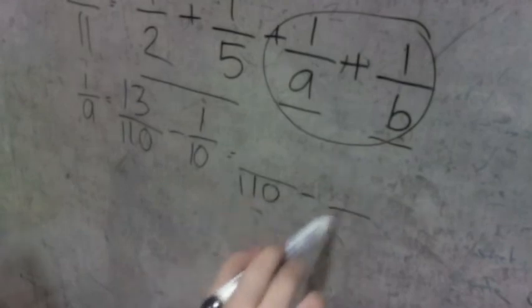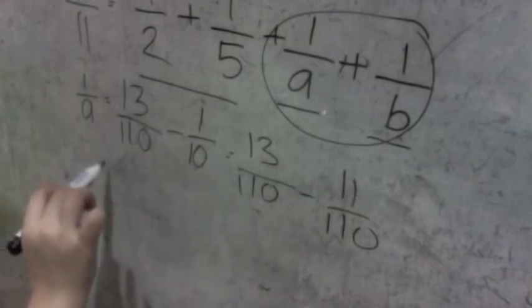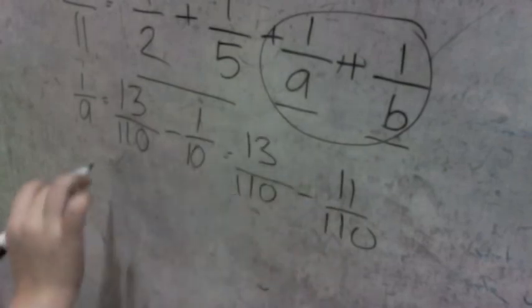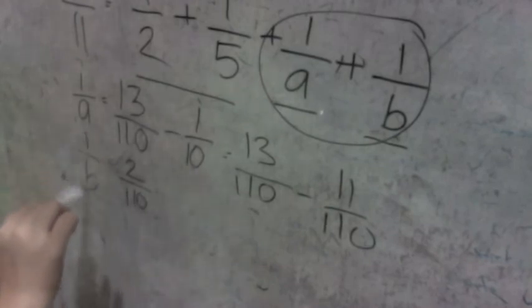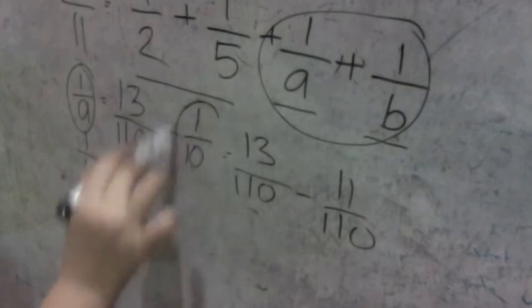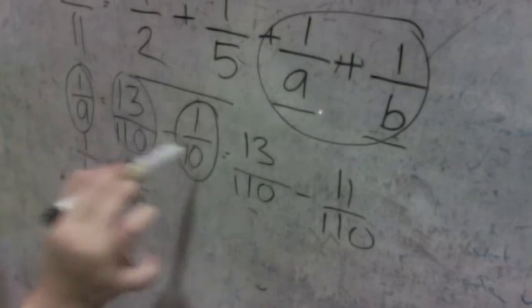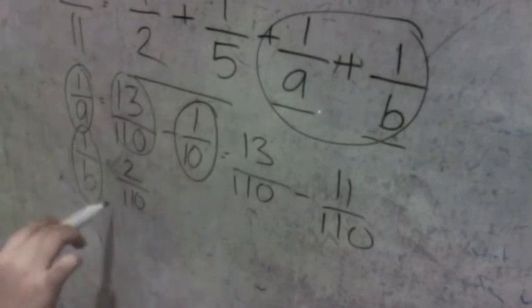So it's going to be 110 as the common denominator. So 13, and it's going to be 11. So I'm going to subtract this fraction, which is going to be 2 over 110. Well, this is 1 over b. 1 over a is this fraction because we subtract 13 over 110 with 1 over 10. Then 1 over b will be the result, which is this.